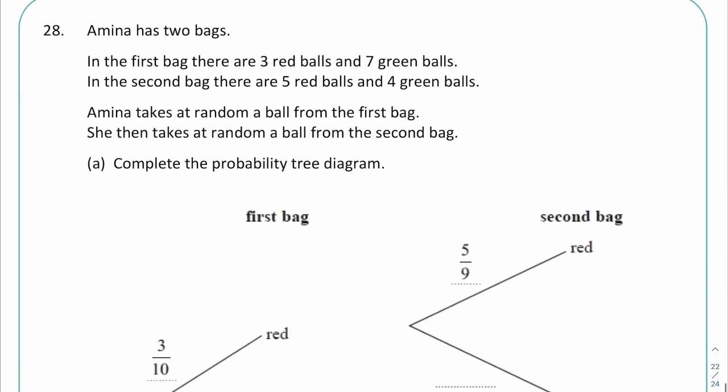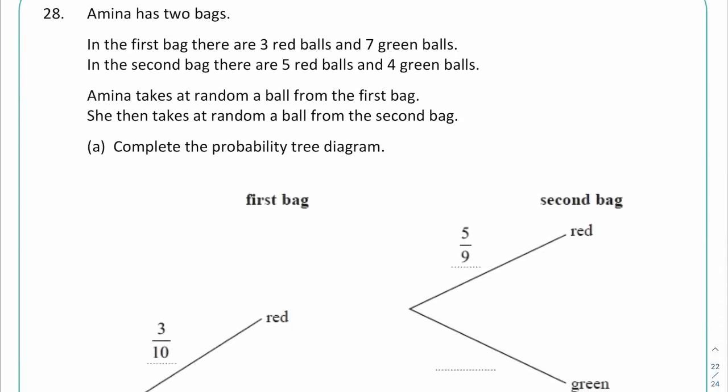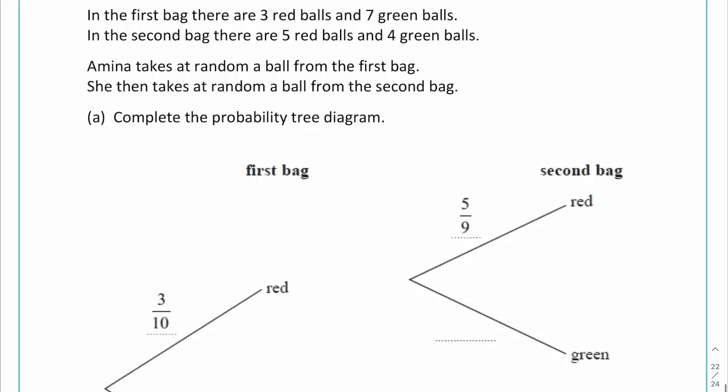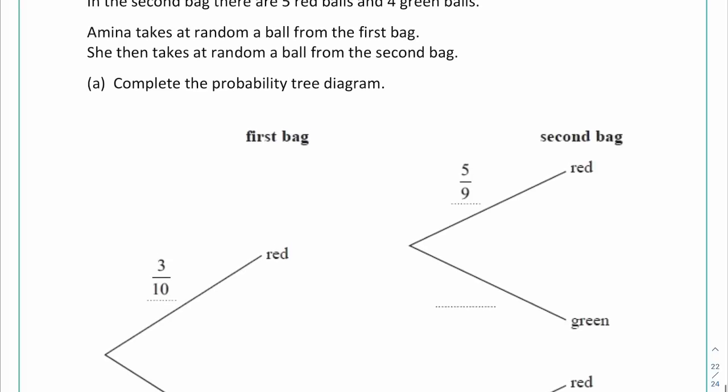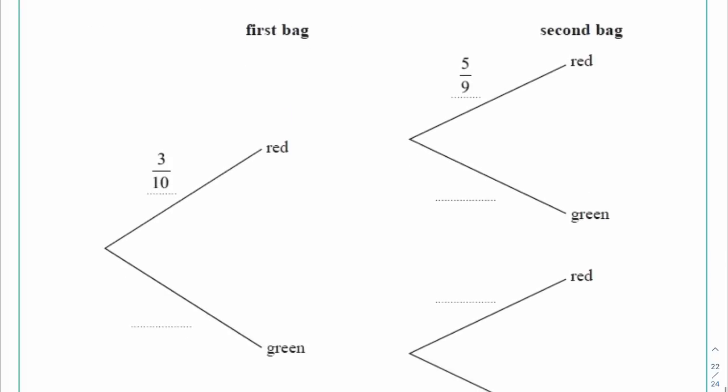Okay, on to question 28. Amina has 2 bags. In the first bag there are 3 red balls and 7 green balls. In the second bag there are 5 red balls and 4 green balls. Amina takes at random a ball from the first bag, and then she takes at random a ball from the second bag. Complete the probability tree.